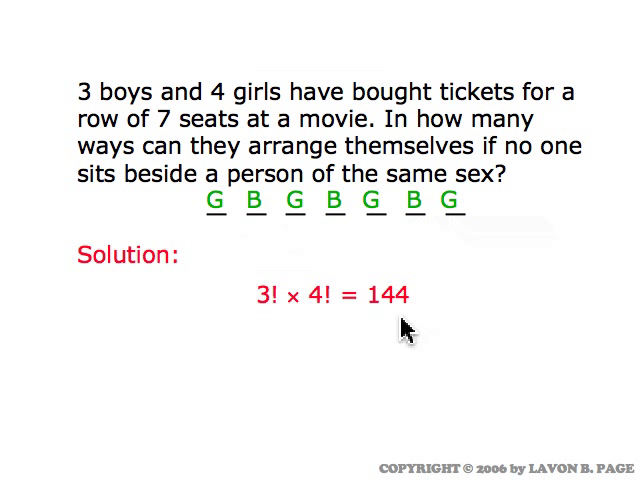Now there's no doubling involved. This is the final answer because this is the only way to do it, this is the only pattern we can follow which meets the requirement of alternating the sexes.